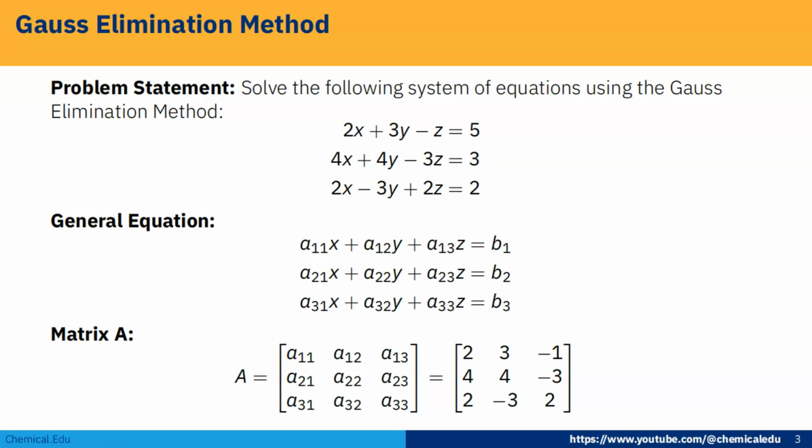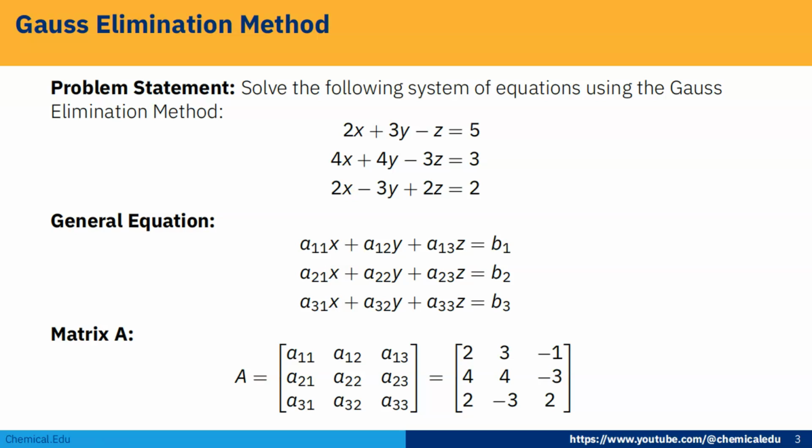2x plus 3y minus z is equal to 5, 4x plus 4y minus 3z is equal to 3, 2x minus 3y plus 2z is equal to 2. We can write the general equations like a11x plus a12y plus a13z is equal to b1, a21x plus a22y plus a23z is equal to b2, a31x plus a32y plus a33z is equal to b3.